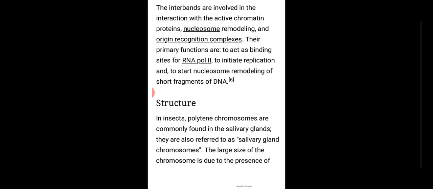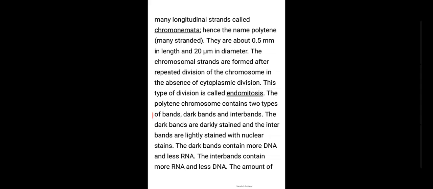The larger size of the chromosome is due to the presence of many longitudinal strands called chromonemata, hence the name polytene. Polytene means many-stranded. They are about 0.5 mm in length and 20 micrometers in diameter. The chromosomal strands are formed after repeated division of the chromosome in the absence of cytoplasmic division. This type of division is called endomitosis.